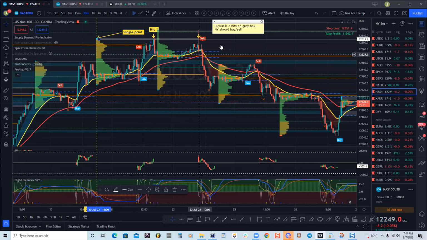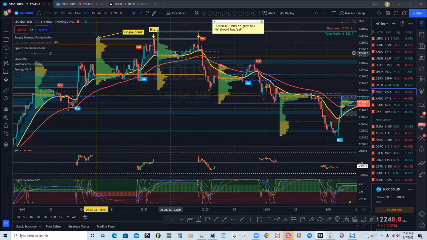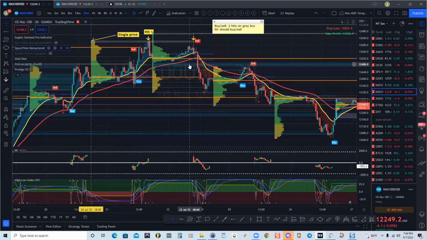But it's in New York, so all we're waiting for is New York to come. And it came right in New York. It came all the way through here, and boom, we just sold right here. You would have sold right here, and you would have ridden it all the way down. And then another position here. Here's another little blue line here.